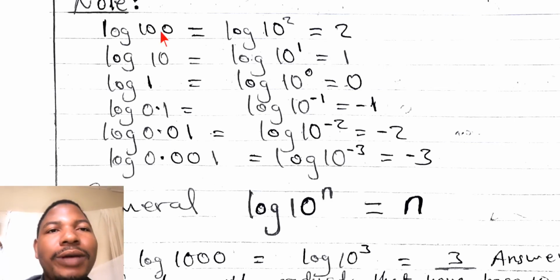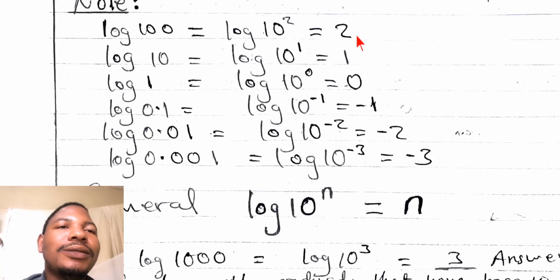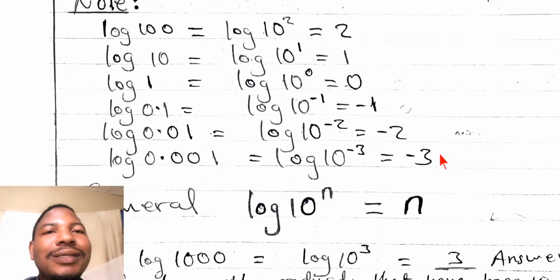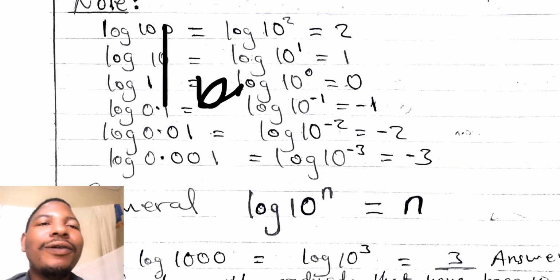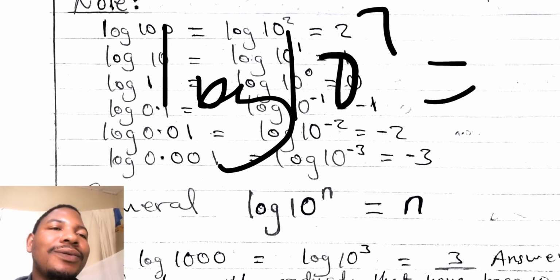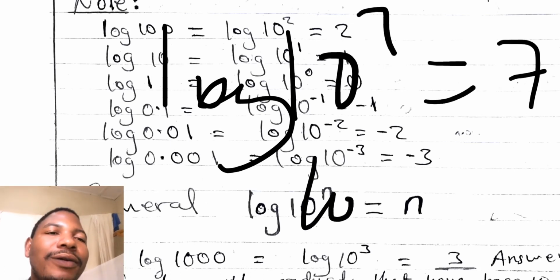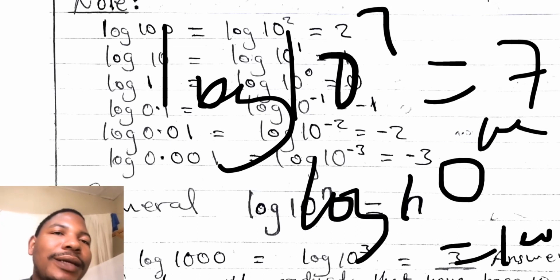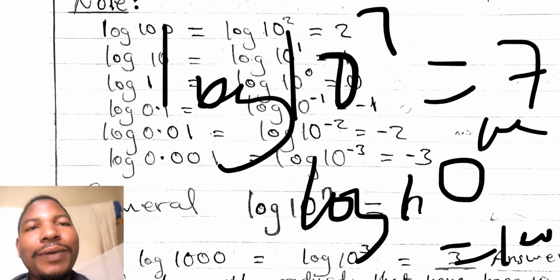So log 100 is the same as 2, log 10 square the same as 2, log 10 exponent 1 the same as 1, log 10 exponent 0 the same as 0, log 10 exponent -1 the same as -1. Even log 10 exponent -3 is the same as -3. This means even if you have log 10 exponent 7, it will still be equal to 7. Even log 10 exponent 100 will be equal to 100. Okay, I think you have learned something there.